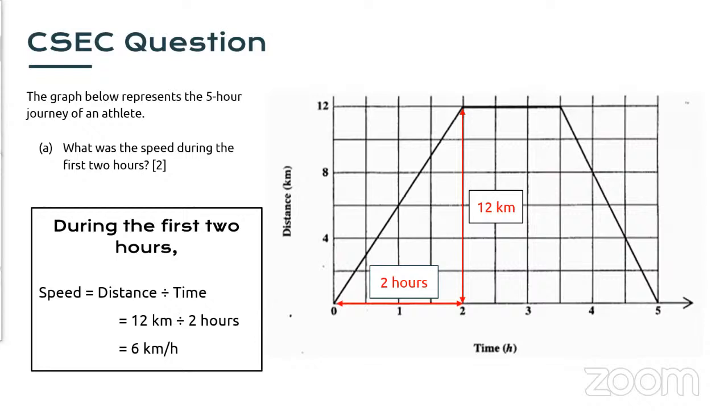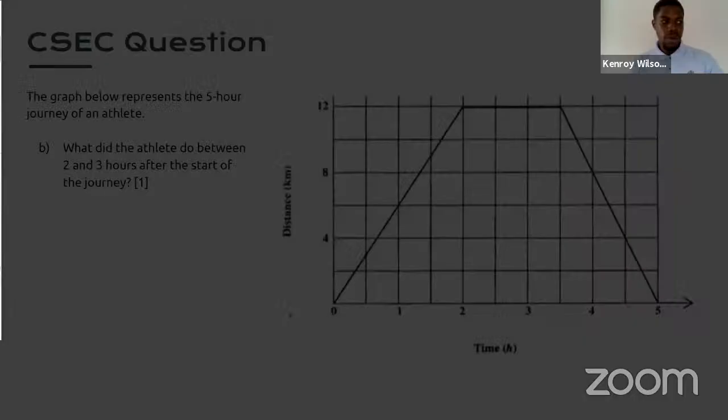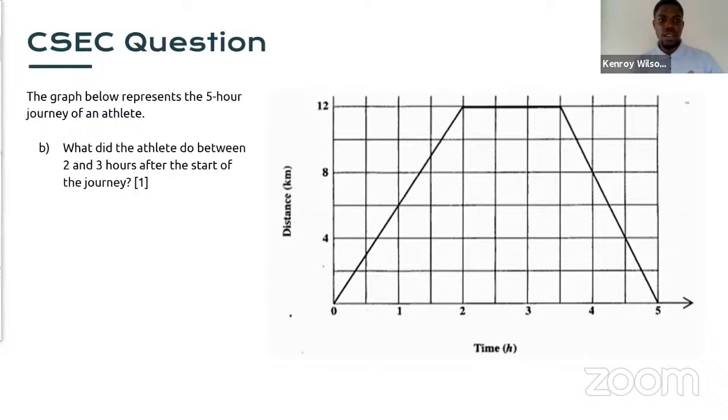I know that you are up and ready. So what of the second question? The second question asked, what did the athlete do between 2 and 3 hours after the start of the journey? So between 2 and 3 hours, and I would even say 2 and probably 3.5 hours. What was he doing between 2 and a little bit over 3 hours? So 3.5 hours. What was he doing?